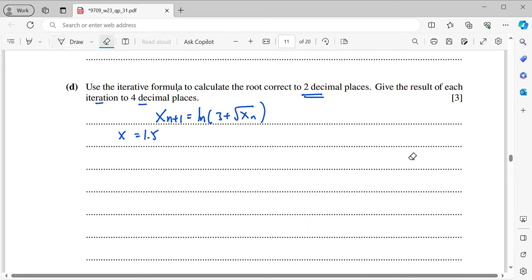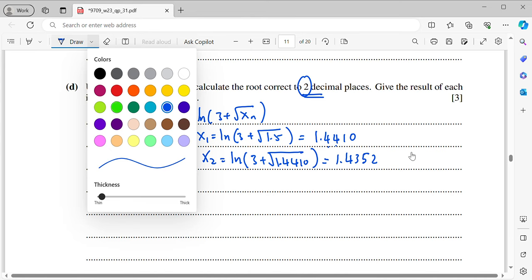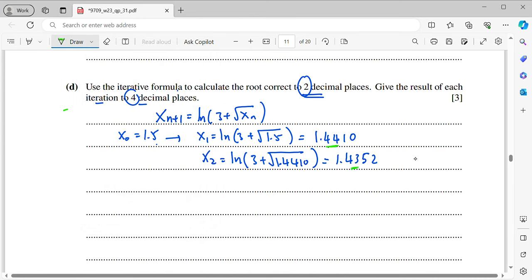Okay, x0. That means now my x1 will be ln of 3 plus square root 1.5. And now you need to leave your answer to 4 decimal places. So it will be 1.4410. And then your final answer, 2 decimal places, right? 2 decimal places is 1.44 now. So 4 is different from 5. Therefore, continue to get x2. x2 will be ln of 3 plus square root 1.4410. Then you will be getting 1.4352. Okay, instead of 1.44, now it becomes 1.43. So again, they are not the same.